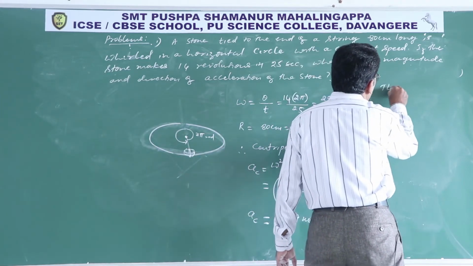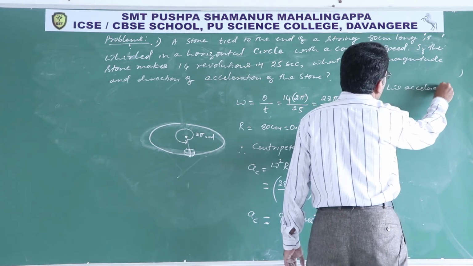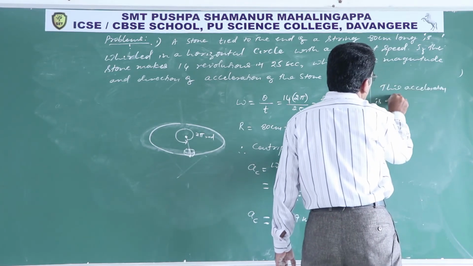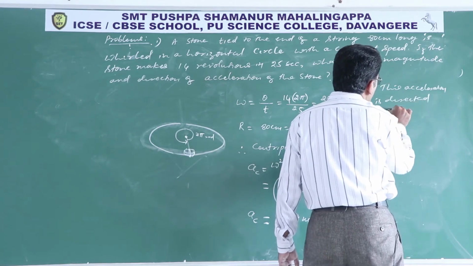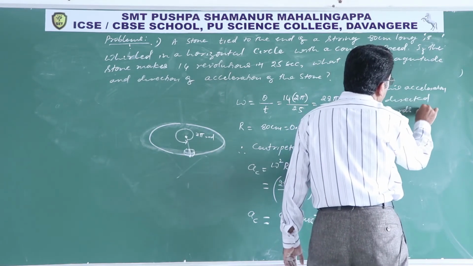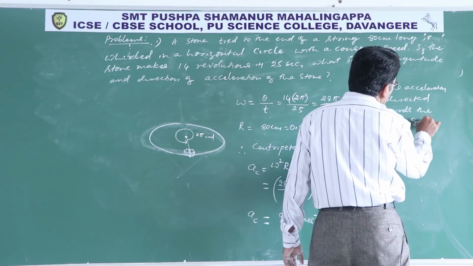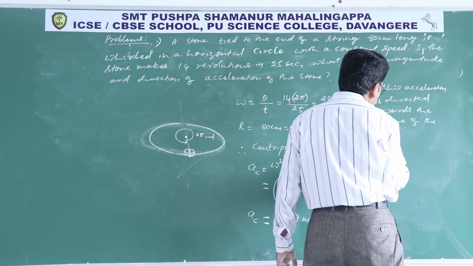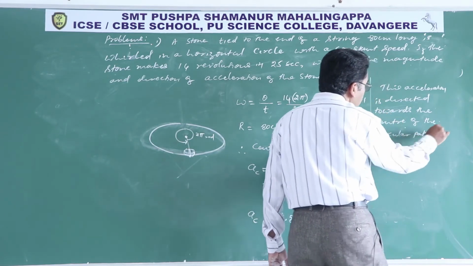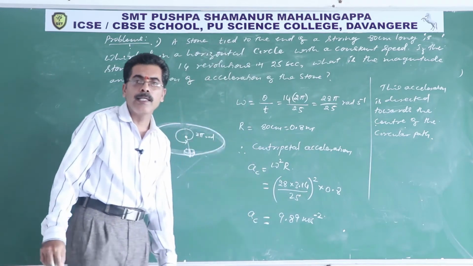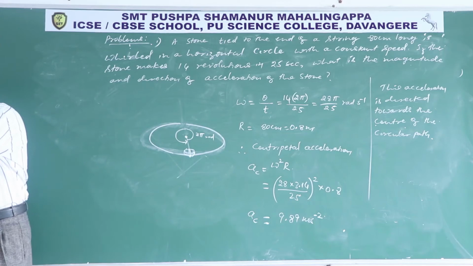This acceleration is directed towards the center of the circular path. This gives you the direction. It is radially inwards. Now let us take another problem.